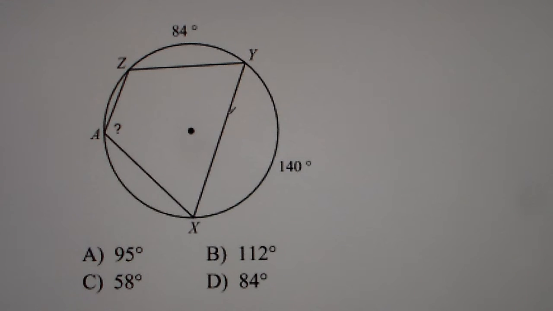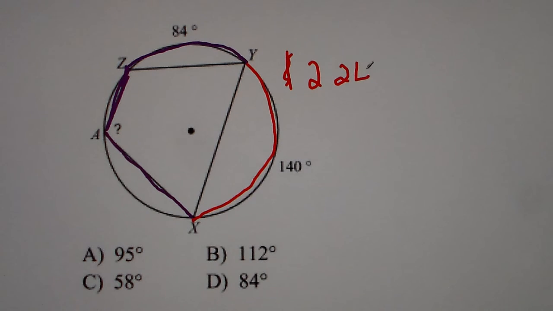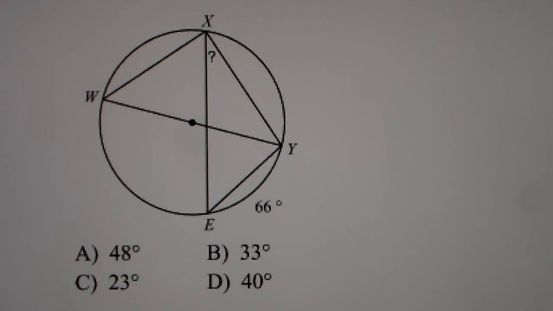Alright, looking at this one. Our goal is to find that angle. You can see ZY plus YX. Those two added together make that arc that we need to find. So 140 plus 84 gets you 224. 224 divided by 2 gets you 112. Here's another problem you can practice with.